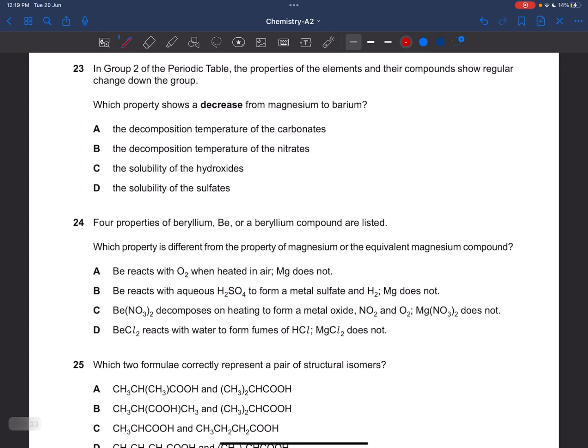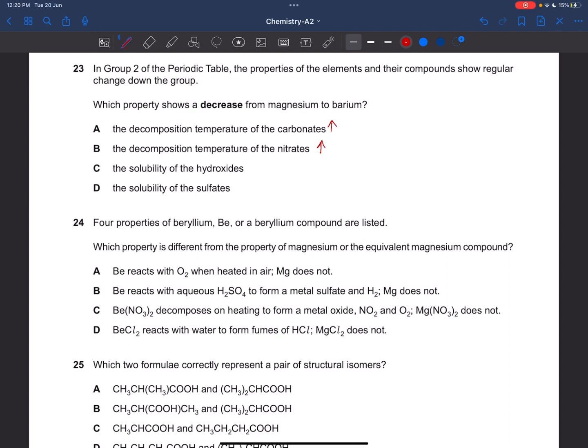Question number 23. In group 2 of the periodic table, the properties of the elements and their compounds show regular change down the group. Which property shows a decrease from magnesium to barium? Okay, the decomposition temperature of the carbonates. No, this does not decrease. This increases. The decomposition temperature of the nitrates. No, the nitrates also increase, they do not decrease.